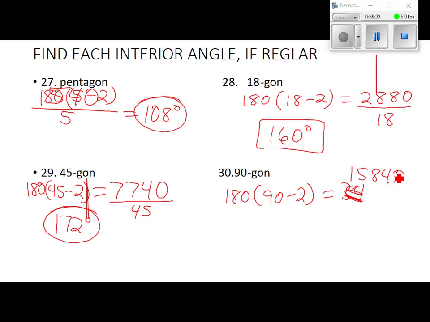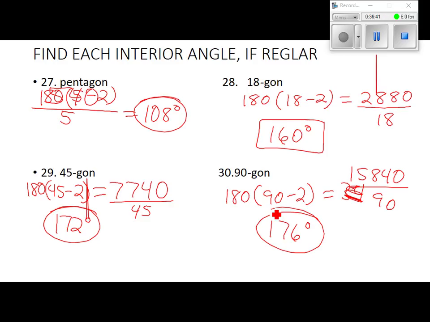How come that didn't sound right to me? What should that last number be every time? 0. It better be a 0. Divide that by how much? 176. Yep, equals 176. So what's each angle in a regular 90-gon? 176.